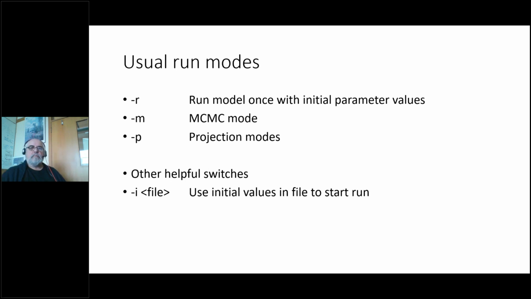So the other run modes that you have is -r, so you run the model once with the initial parameter values. -m, which is you do an MCMC on it. -p to do projection. The other helpful switch is -i file. So this uses the initial values from this file to start the run. And there's about, who knows, 10, 12 other switches. So there's quite a few switches. To get the switches, you just go Casal2 -h and you'll get a couple of screens full of switches that you can use.